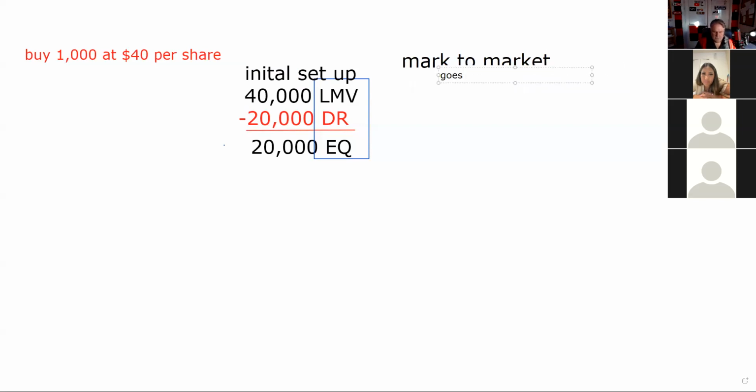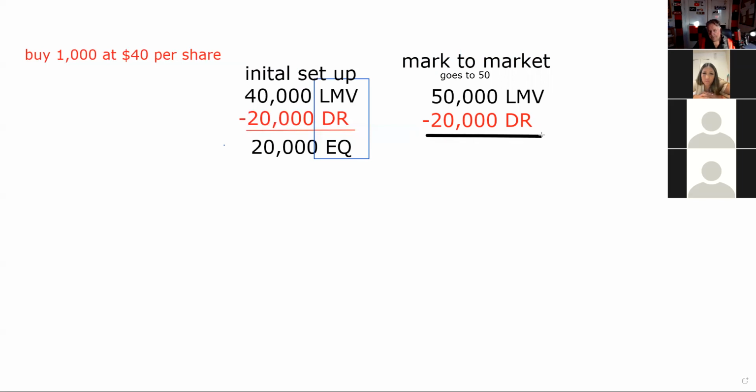Remember in your house, if you have excess equity, the bank will loan you more money, right? So I call you and I say, hey, you have $50,000 in long market value. You still owe the brokerage firm $20,000. And so your equity has gone up. Your equity is now $30,000.